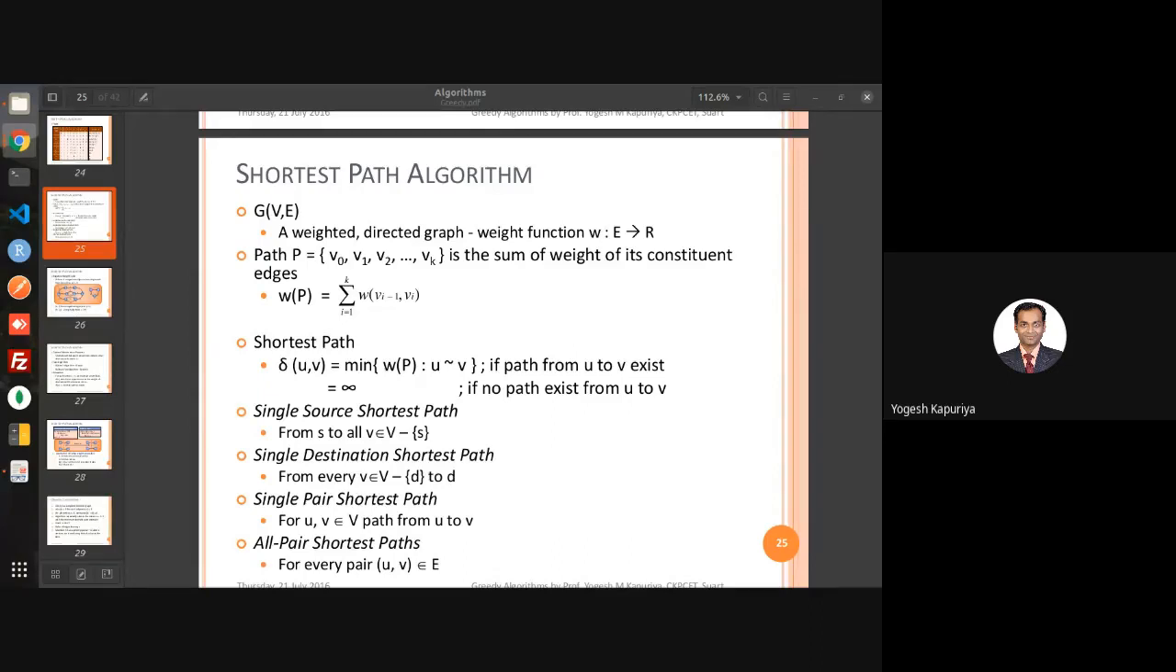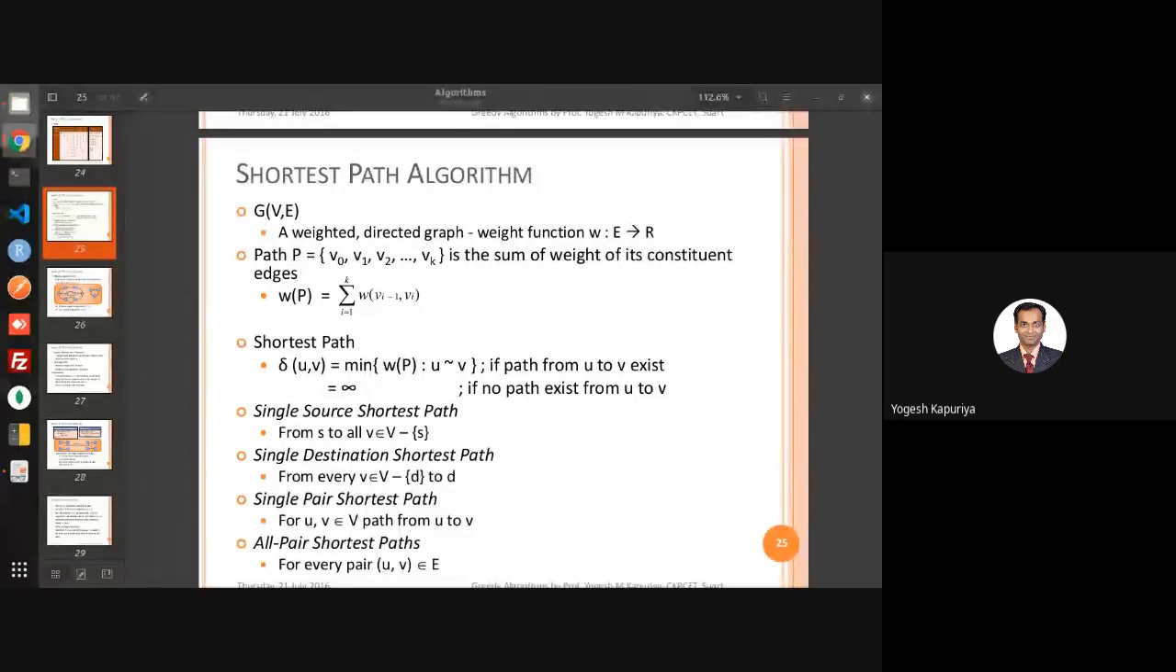So today we are going to continue with our discussion on greedy algorithms. The next problem statement which I want to discuss is the shortest path algorithm. Now we have already discussed Prim's approach for finding the minimum spanning tree. Ideally speaking, this shortest path algorithm is purely based on that algorithm.